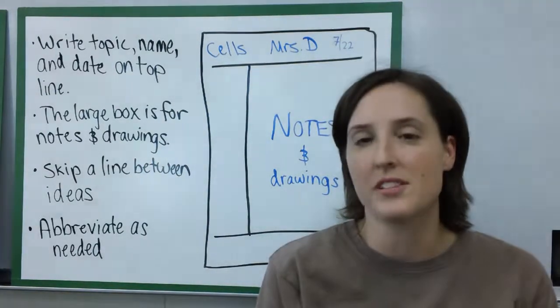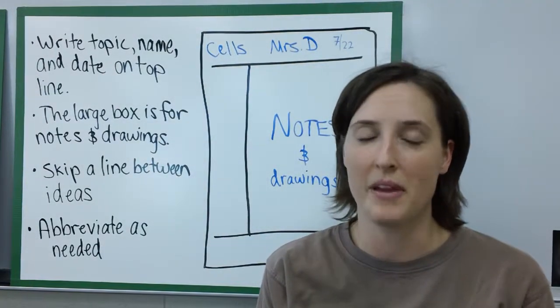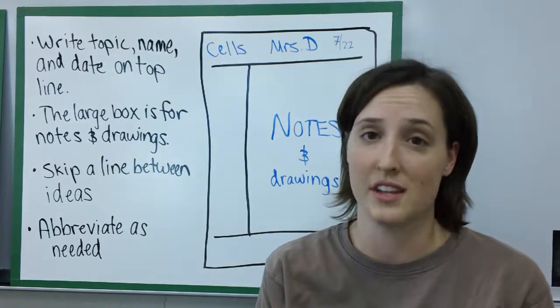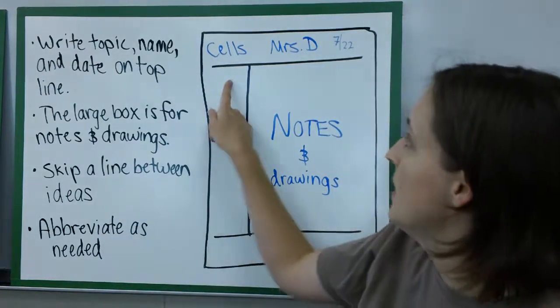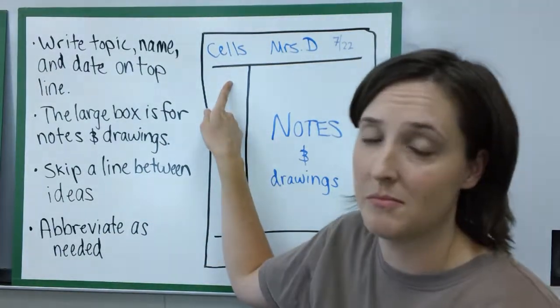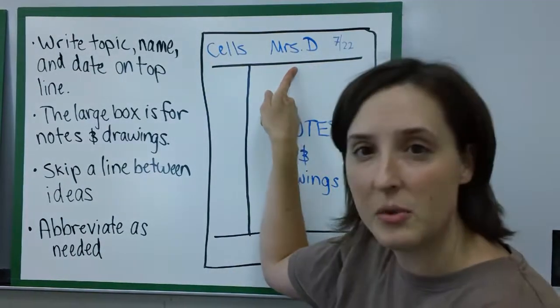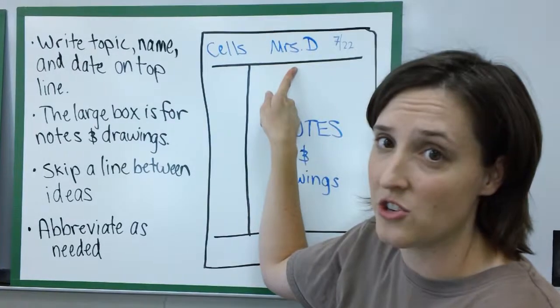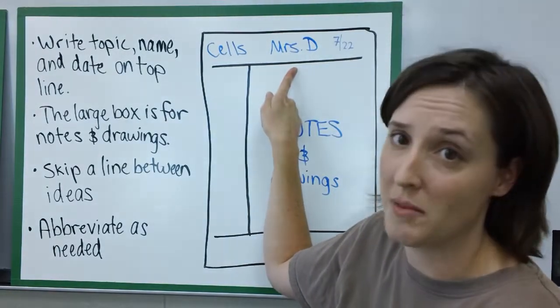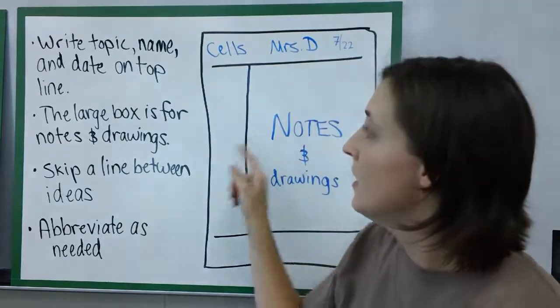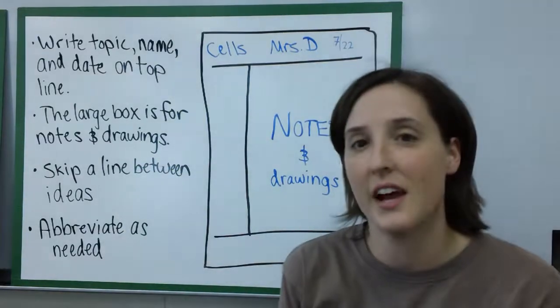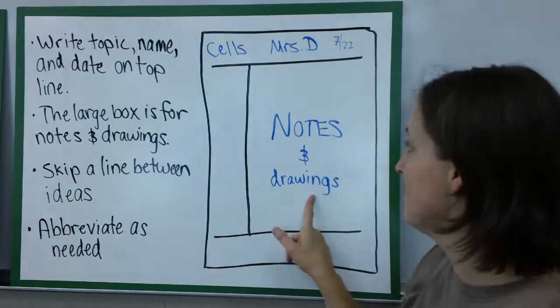The first thing you want to do is on the very top line write the topic that you're supposed to be reading about or listening to. So for instance, I wrote up the topic cells. You also want to write your name on the paper just in case your notes ever get lost. And it's always a good idea to write the date just in case you're not sure when it was we learned about cells. The large box on the right-hand side is for notes and drawings.